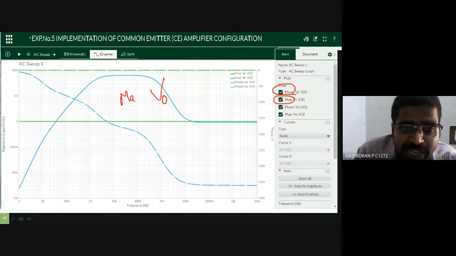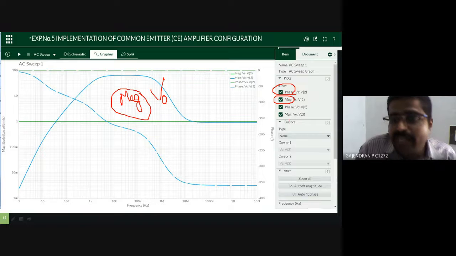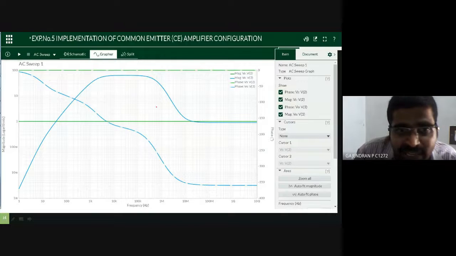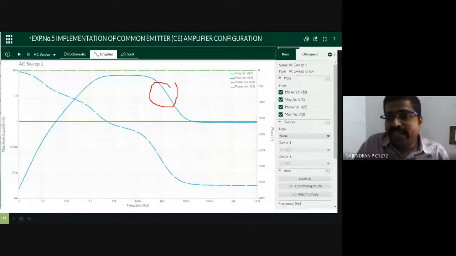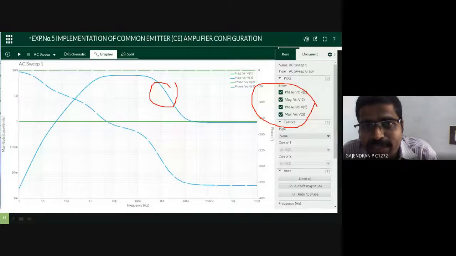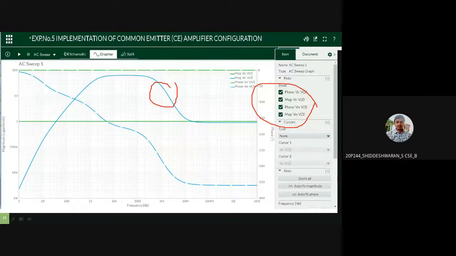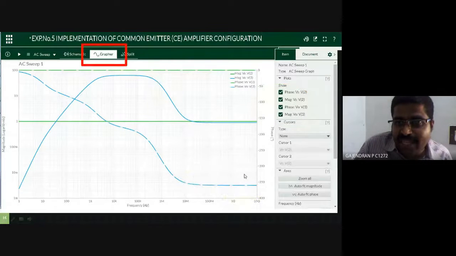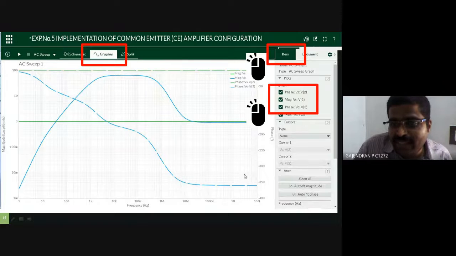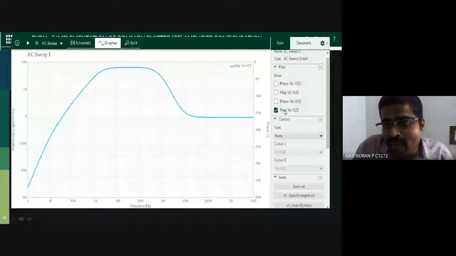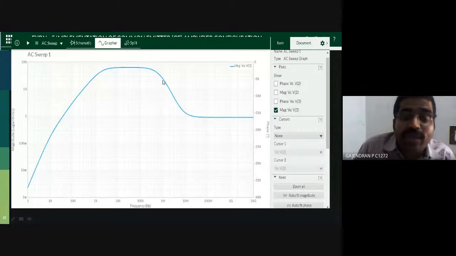Can anyone tell me what I need to do for that? I need only this waveform. What do I need to do in this checkbox? Can anyone unmute and tell, please? So other than the output magnitude, we have to uncheck the remaining things. I'm going to uncheck the remaining things, and thereby you will have only this. Now I'm getting only one waveform.